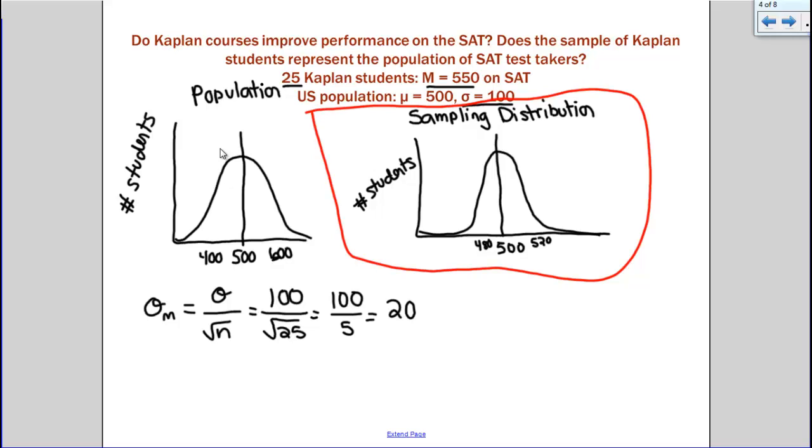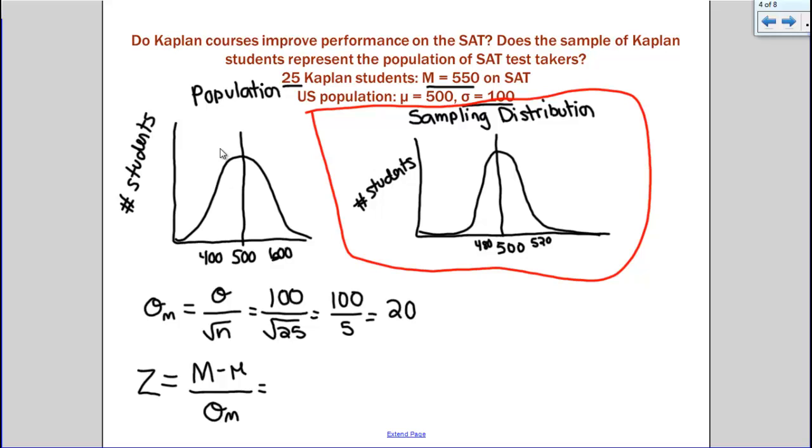To figure out, is this sample of 25 Kaplan students, is their mean on the SAT extreme? And in this case, the independent variable is the Kaplan test prep. The dependent variable, the thing that we're measuring, are SAT scores. So let's go ahead and calculate the z-score for this sample mean. So z equals the sample mean minus the population mean divided by the standard error.